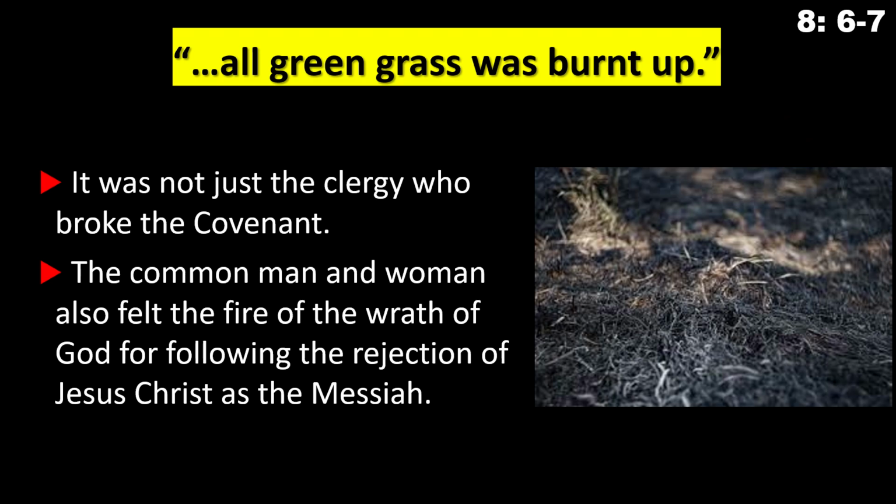It was also stated that all green grass was burnt up. It was not just the clergy who broke the covenant. The common man and woman also felt the fire of the wrath of God for following the rejection of Jesus Christ as the Messiah by their leaders. Green grass would denote the faithful common people. They were misled by the trees and did not follow their own investigation of the verity of the claims of the Christ. They rejected their Messiah because their leaders did. Thus, they too were burnt up.